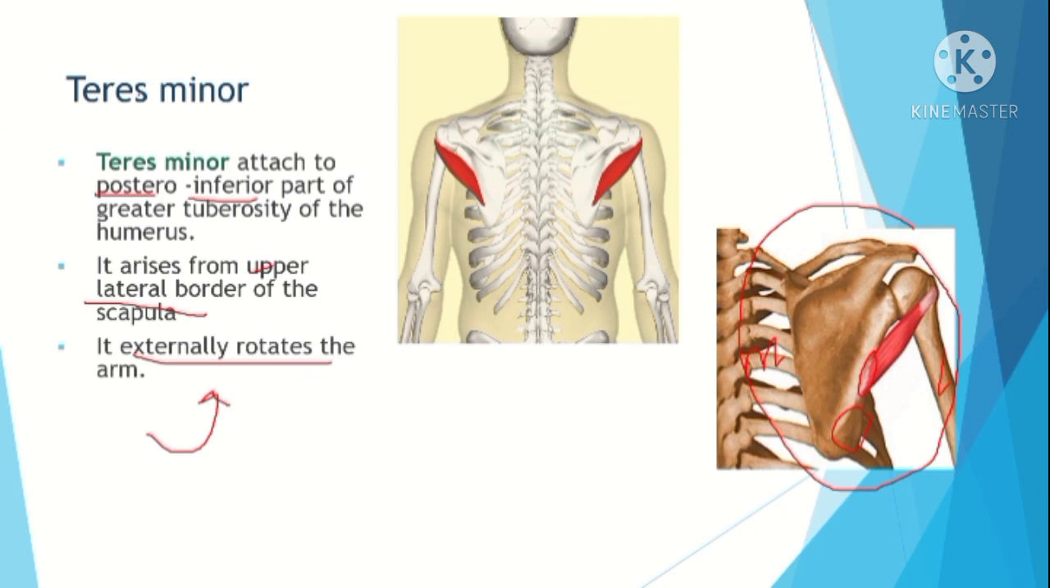Understood? Once again we'll revise. Teres minor origin. Where does it originate? From the upper lateral border of the scapula. Where does it insert? It inserts to the posterior inferior part of the greater tuberosity of the humerus. What is the function of this muscle? The function is similar to the infraspinatus, external rotation of the arm.